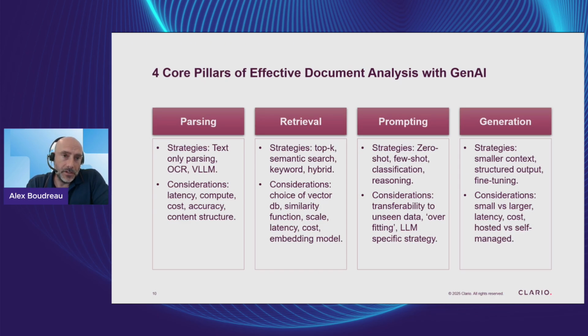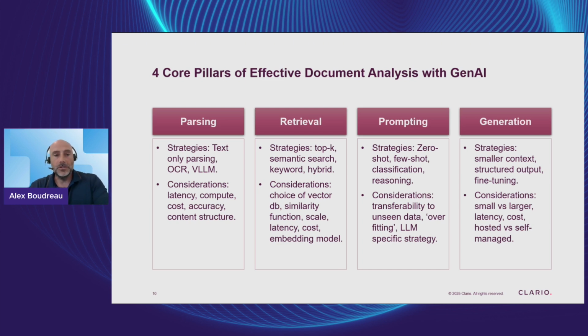What we found is that by focusing on 4 core pillars, and we call them the 4 core pillars of effective document analysis with GenAI, if you focus on really these different aspects of document analysis and follow an experimental process, you'll be able to actually extract some really high quality, high reliability results and information from those documents.